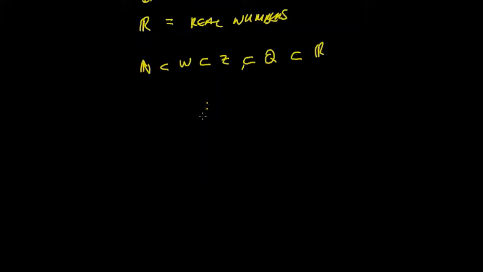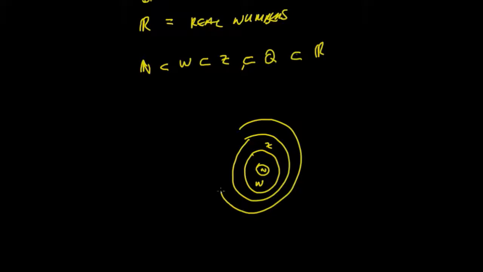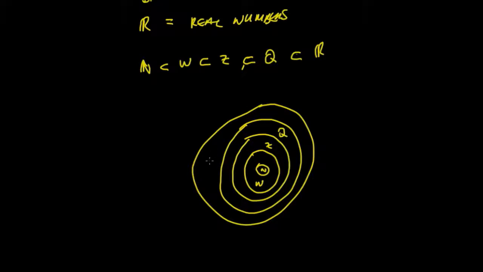So again, in the Venn diagram you can draw out your circles. So that would be your natural numbers, okay, so your natural numbers and your whole numbers and your integers, your rationals and your real numbers. Okay, so that's really just a little recap.